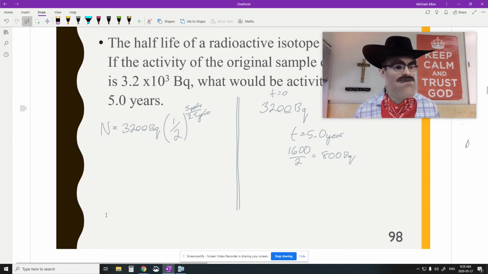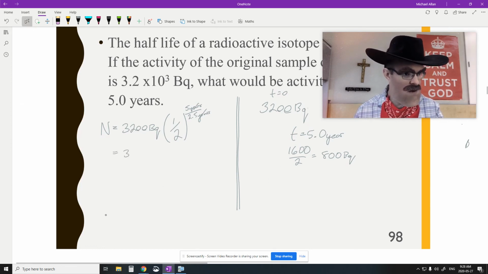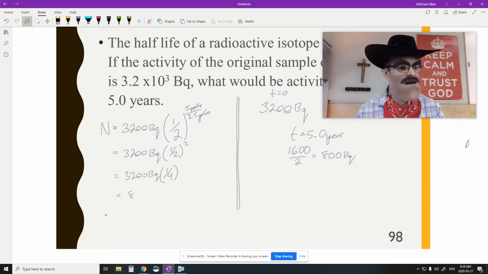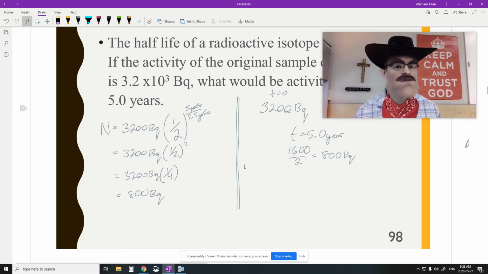And then I can just do the math. 5 divided by that is 2. A half squared is a quarter. At any point, I could have just plugged it in my calculator. A quarter times that is 800. Right. So both ways work just fine.